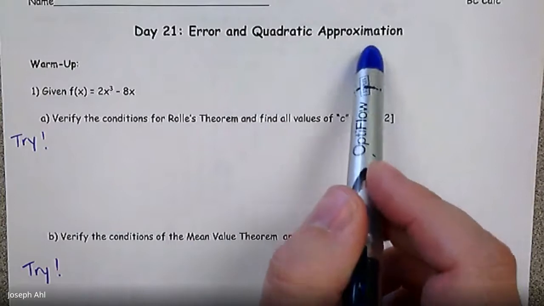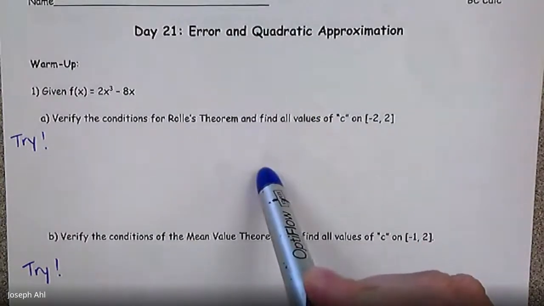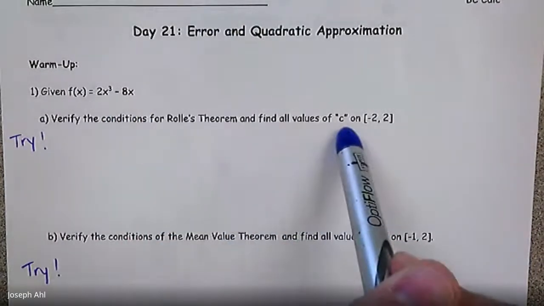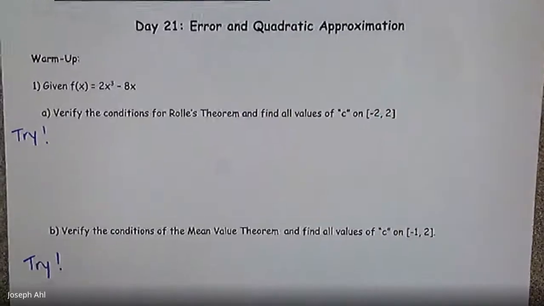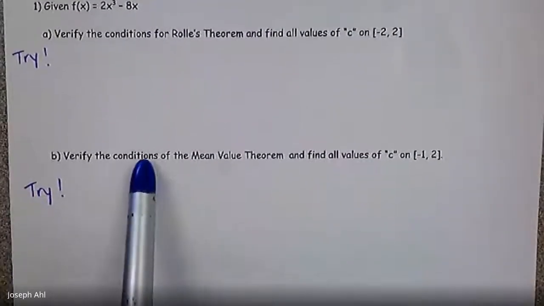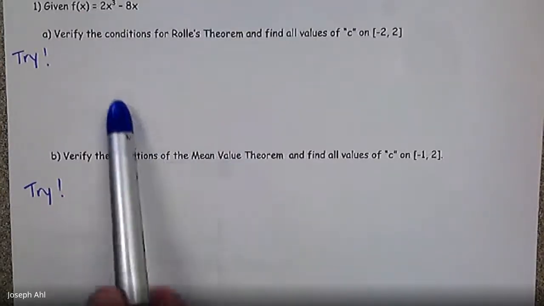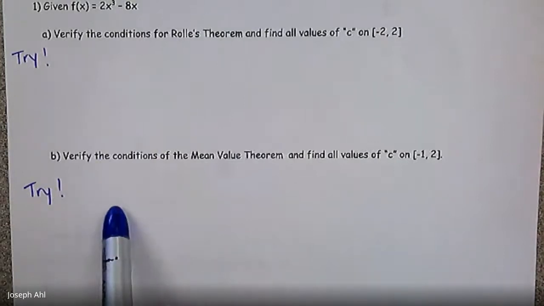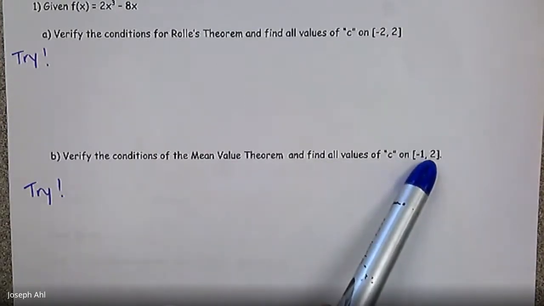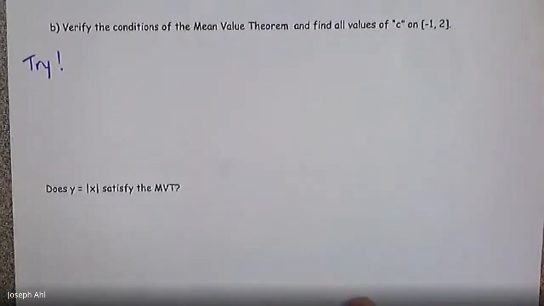So before we get into that, we have a couple of things to wrap up with Rolle's theorem and mean value theorem. So there's a warm-up given this function here: verify the conditions for Rolle's, and then find any value for c that satisfies this on the interval from -2 to 2. And then I also want you to try the same, using the same function, the mean value theorem, verify the conditions, which if it works for Rolle's, better work for mean value theorem. But this time we're looking at it on the interval from -1 to 2. So go ahead and try those two before I see you next.